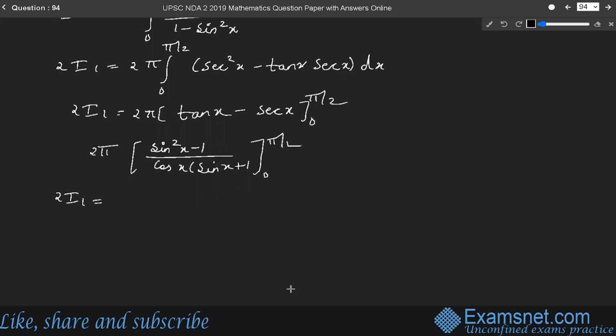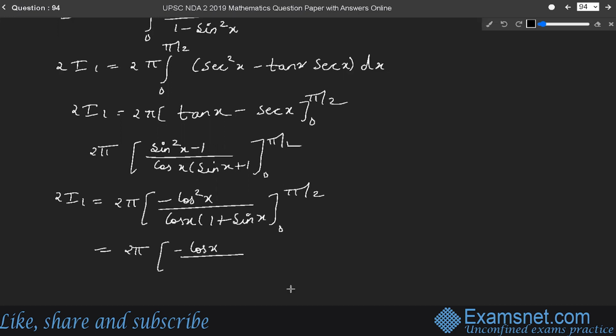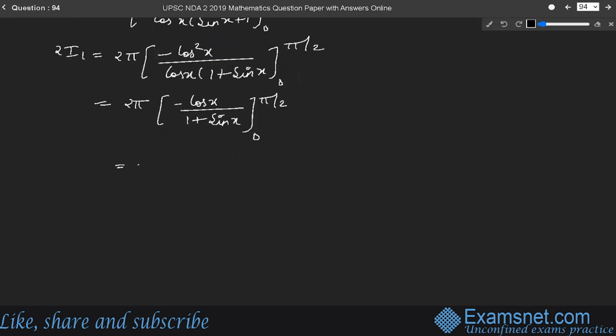So 2I1 will be equal to 2 pi into minus cos square x divided by cos x into 1 plus sin x, and the limits are 0 to pi by 2. So this will be equal to 2 pi into minus of cos x divided by 1 plus sin x, and the limits are 0 to pi by 2. On further solving, this will be equal to 2 pi into 0 plus 1, which is equal to 2 pi. Therefore, we can say that 2I1 is equal to 2 pi. So I1 will be equal to pi. Hence, we can say that the value of I1 is pi.